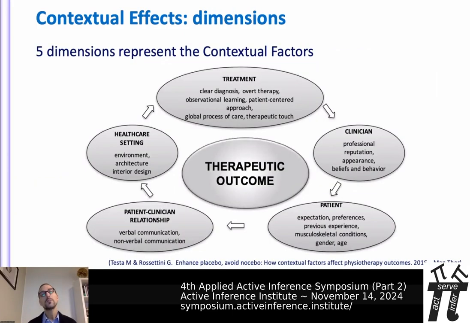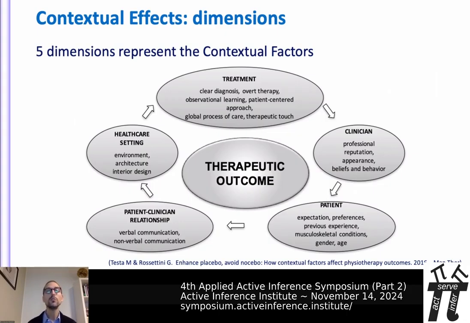And from a clinical perspective, contextual factors fall into 5 broad categories or dimensions that you can see represented in this graph. On one end, we have the characteristics of the clinicians with their professional reputations, appearance, beliefs and behaviors. On the other side, there are the patient's characteristics with their expectations, preferences and previous experiences. Between the clinicians and the patients, there are the relational dynamics in terms of verbal and non-verbal communication, what we say and how we communicate.